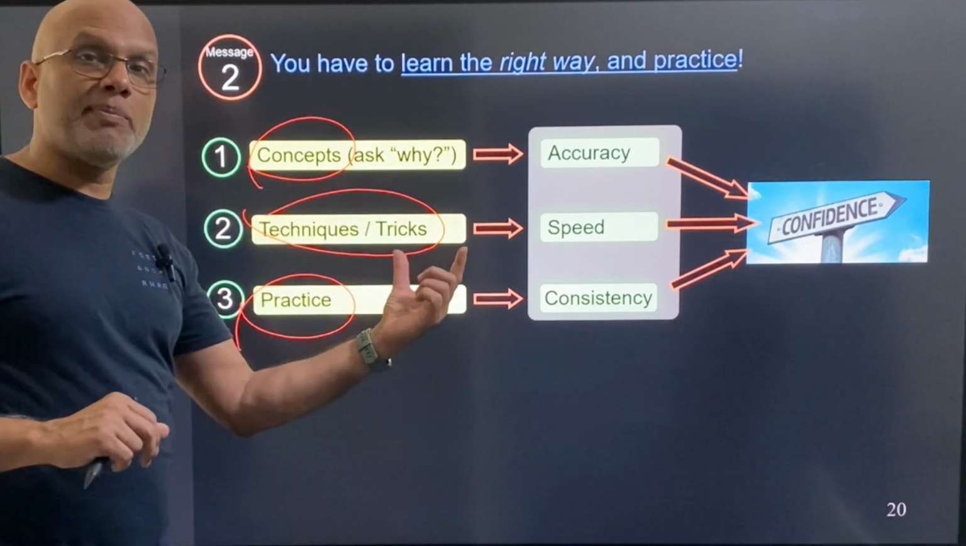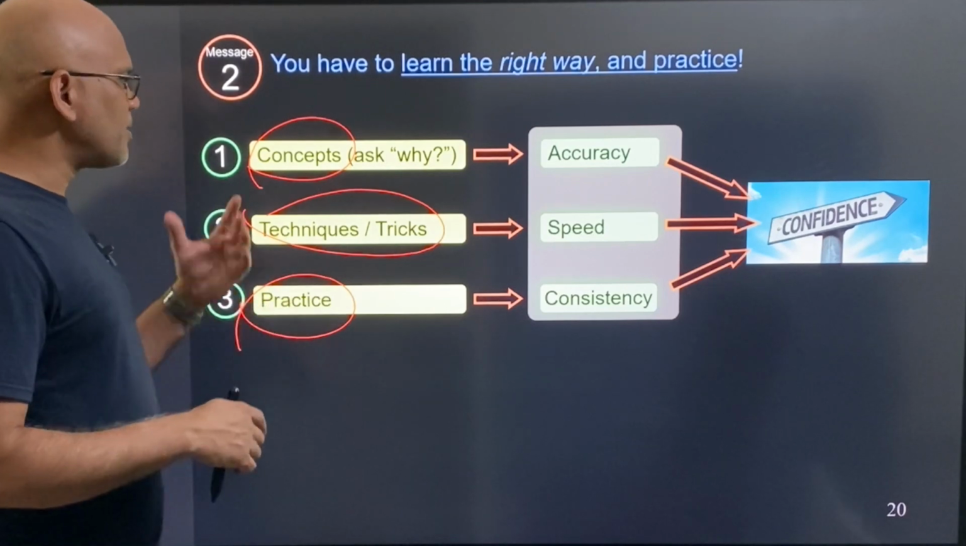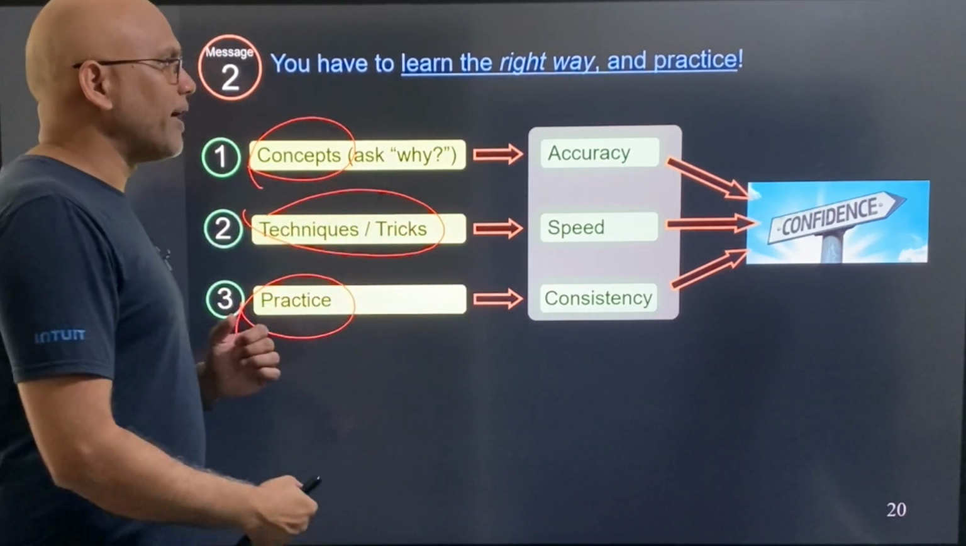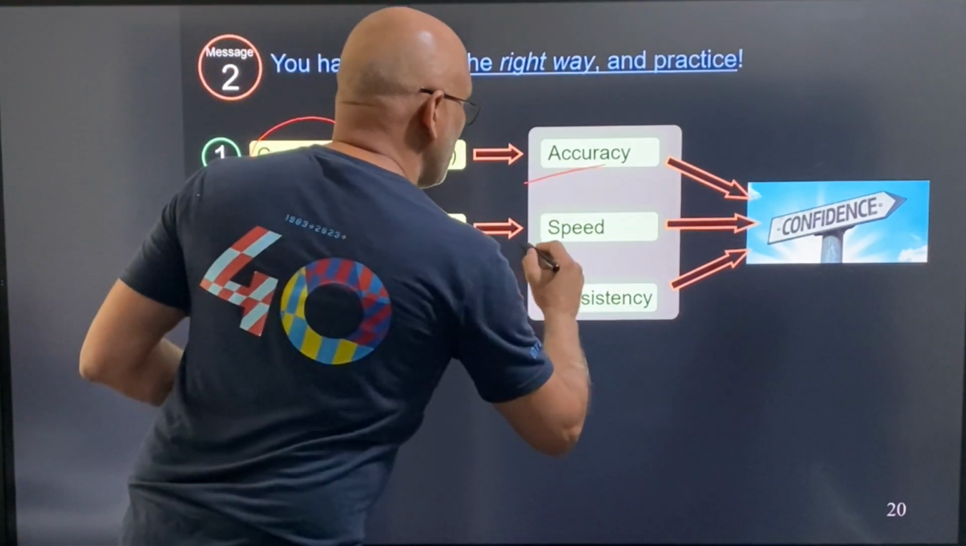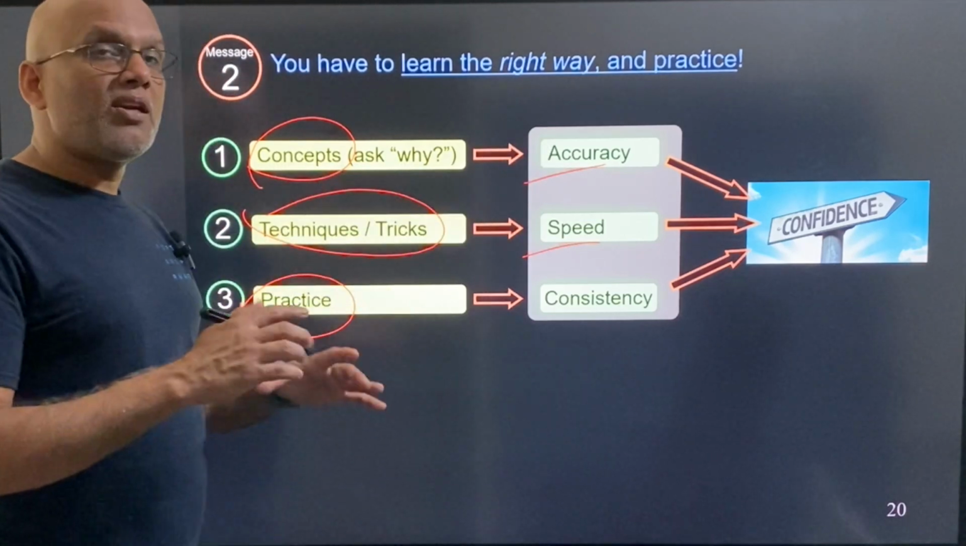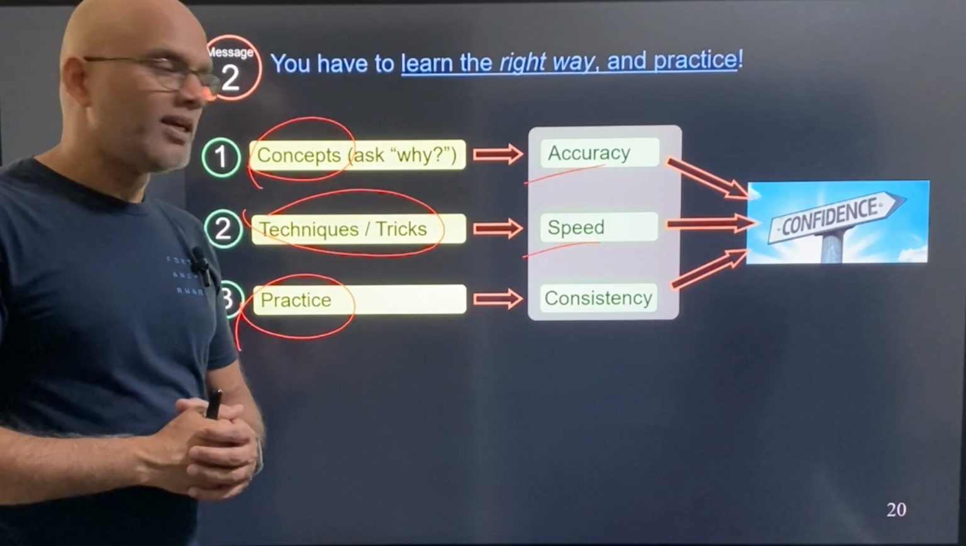because there is a time limit. You also need speed, right? So oftentimes there are some techniques and tricks that can help you gain the speed, right? So you need accuracy, you need speed. But accuracy and speed, they are not going to come just like that. They are not just going to happen overnight.